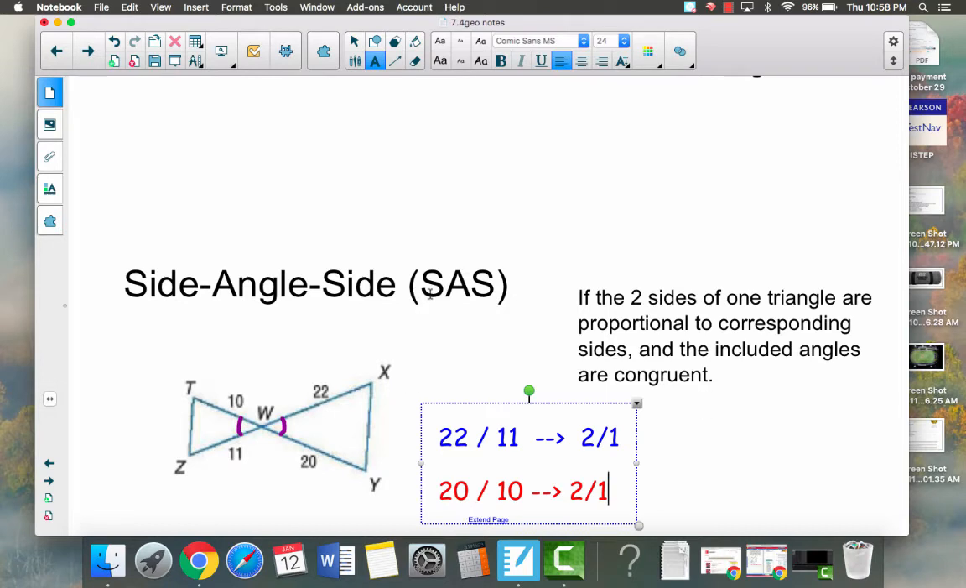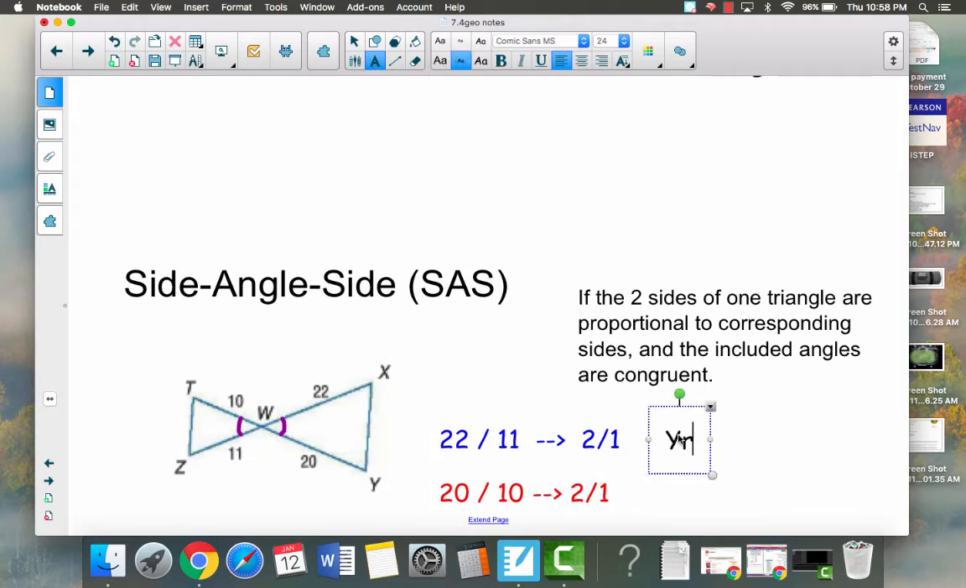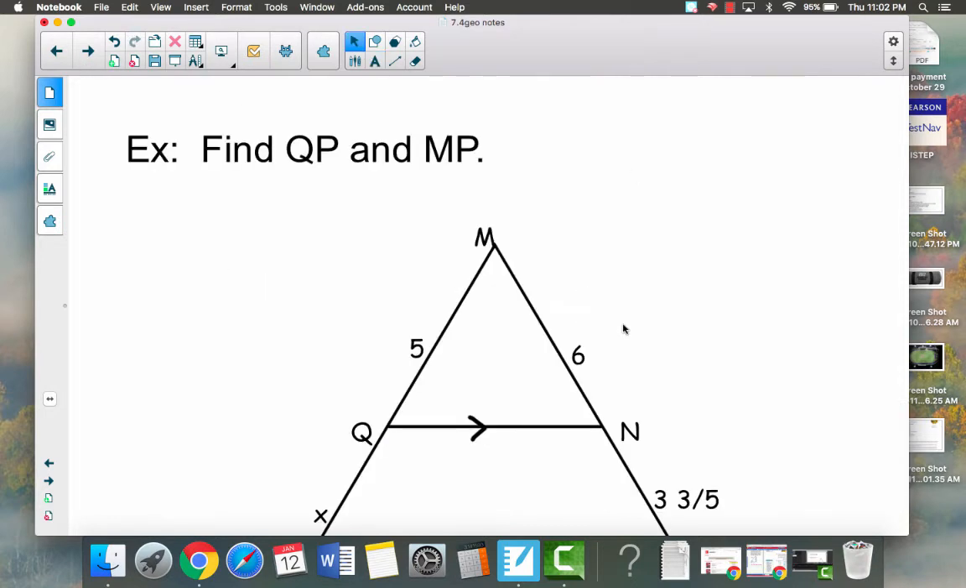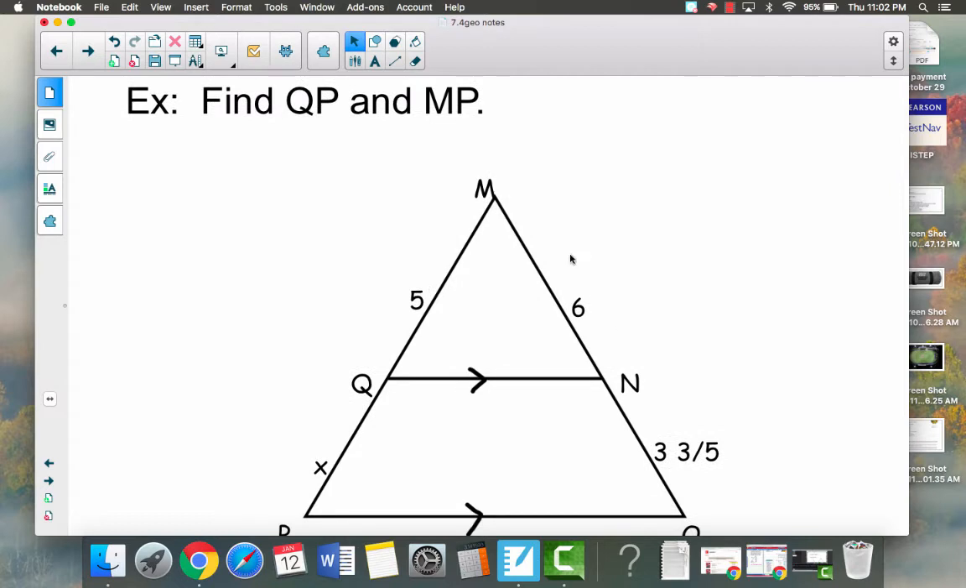So notice these both have two proportional sides and then a pair of congruent angles. So we can now say that in this problem, triangle TWZ is similar to triangle YWX. Okay, and remember, in any of your similarity statements, the order matters, so you want to be careful you follow the same order for both.